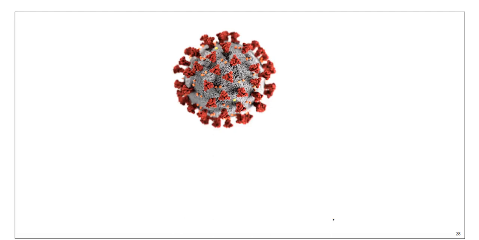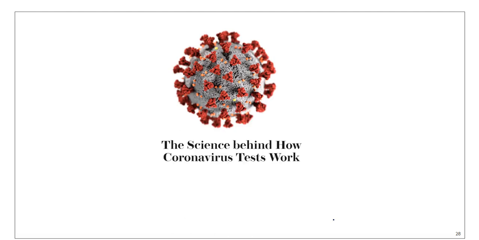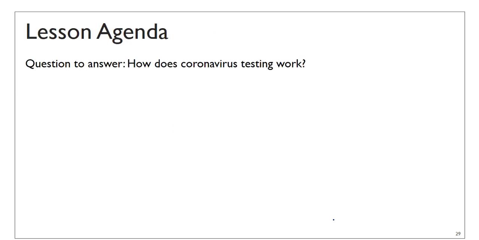In today's lesson, we will be looking at the science behind this particular headline, which is the coronavirus tests. So the question that I want to answer is, how does coronavirus testing work? And I could give you a short answer for this question right now. Essentially, when you do a coronavirus test, you are looking for the genetic material of the virus.